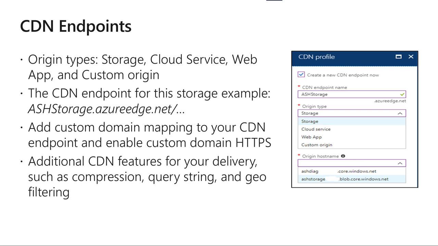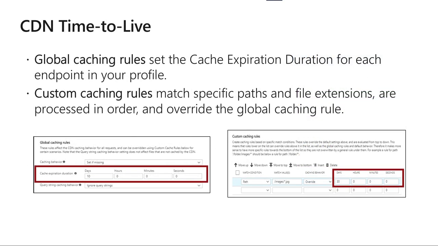When you select storage as the origin type, the new CDN endpoint uses the host name of your storage account as the origin server. There are additional CDN features for you to use, such as compression, query string, and geo-filtering. You can also add custom domain mapping to your CDN endpoints and enable HTTPS on your custom domains. These options are configured in the settings blade for the endpoint. And here is where we configure the TTL.